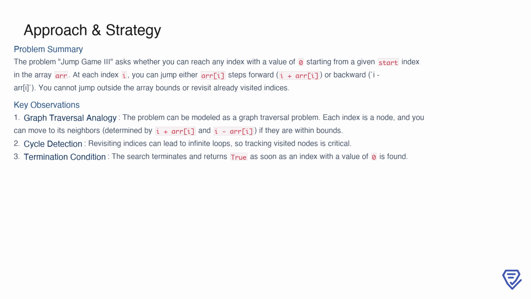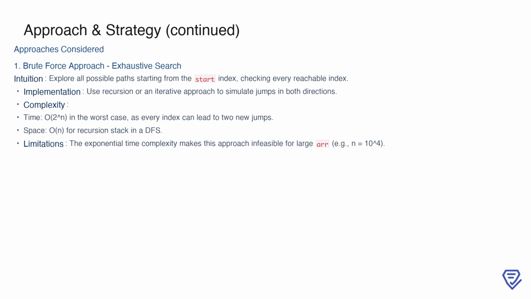One potential way to solve this problem is through a brute force approach, which involves an exhaustive search. The idea is to explore all possible paths starting from the start index and check every reachable index. This can be implemented either recursively or iteratively by simulating jumps in both forward and backward directions. However, the brute force approach is highly inefficient. The time complexity is exponential, specifically O(2^n), because each index can lead to 2 new jumps. The space complexity is O(n), due to the recursion stack if we use a depth-first search approach.